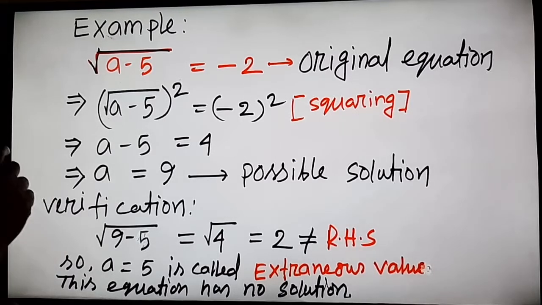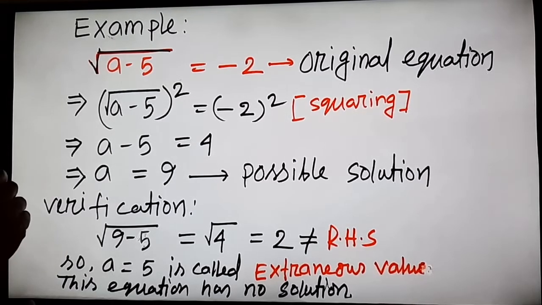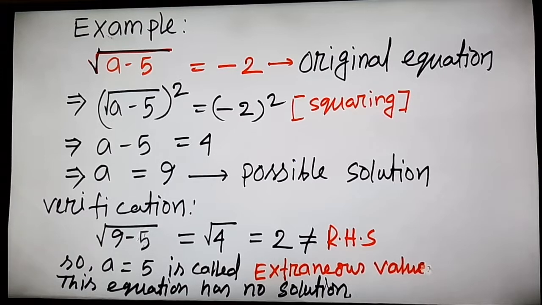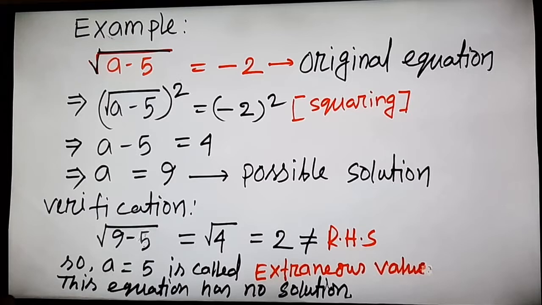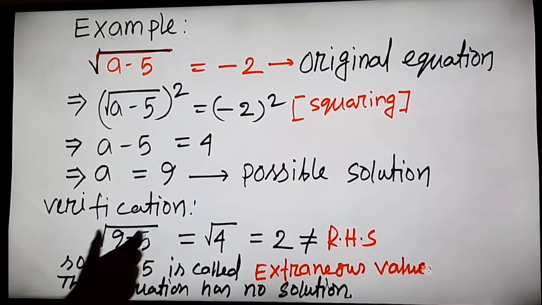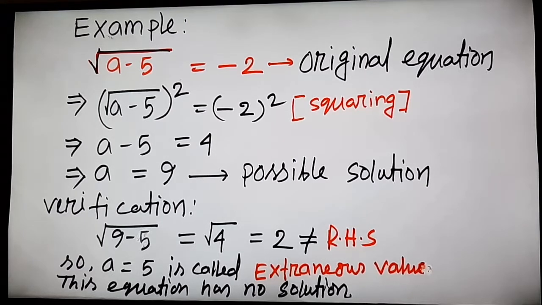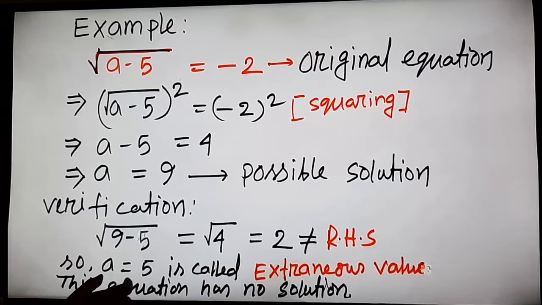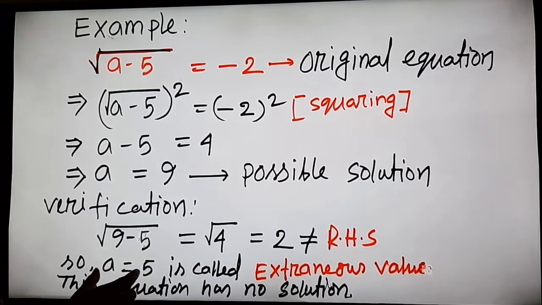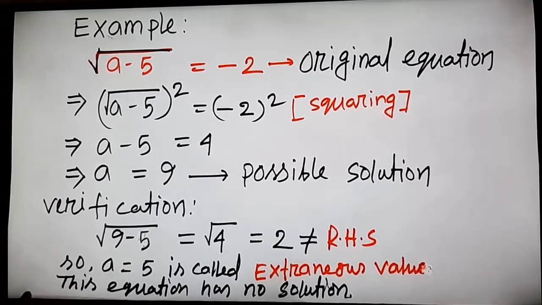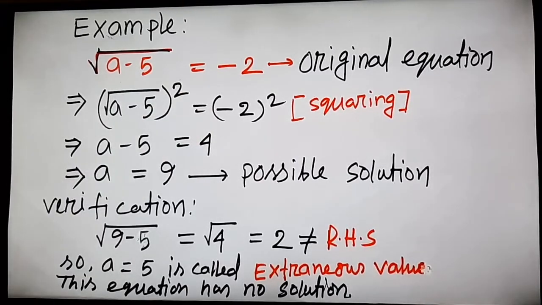And it is important, it is mandatory to verify a radical equation. So a is equal to 9, then the left hand side is equal to 3. Please ignore this because it is wrong. So a is equal to 9 is called an extraneous value because if a is equal to 9, it does not verify the original radical equation.